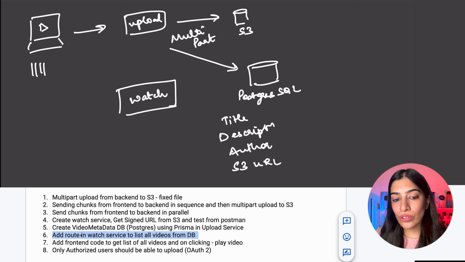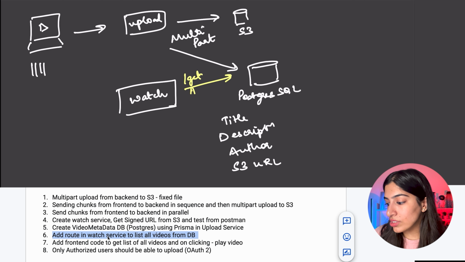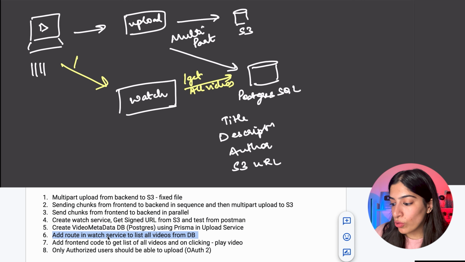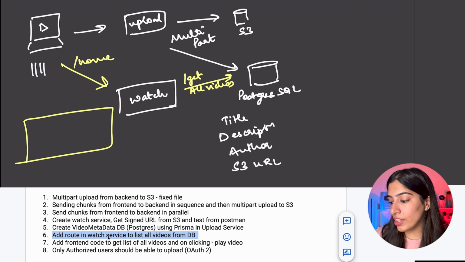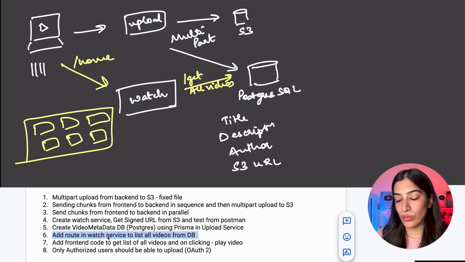Then we are going to add a route in the watch service to list all the videos. Right now we are going to be using the same DB itself. So we are going to do something like get all videos, and our client will be able to, from our home, so basically the YouTube home is going to give all the videos, right? So there will be a list of videos on our client. This is the next thing that we are going to do.